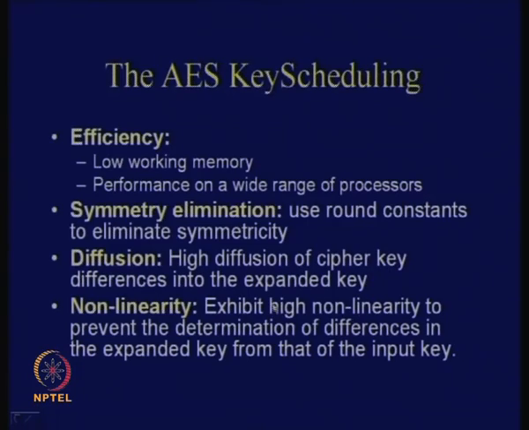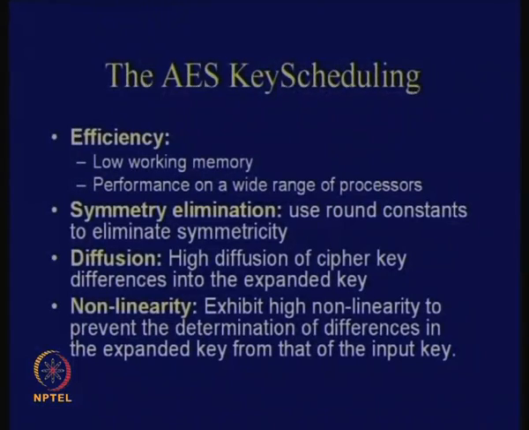The other thing which we have discussed is that diffusion is a very important property. So high diffusion of the cipher key was expected. That is, whenever we introduce a certain amount of difference in the input cipher key, it is expected that the expanded key should also have a proper amount of diffusion. That means the disturbance should spread to as many bytes of the expanded key as possible. Therefore, high diffusion was required.